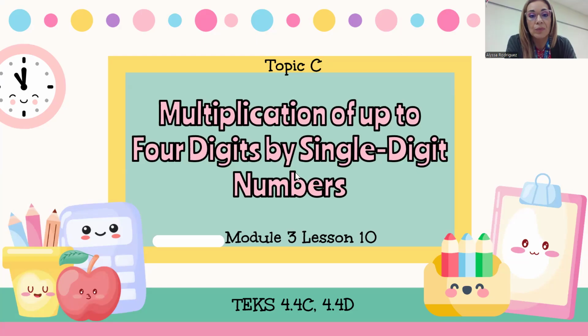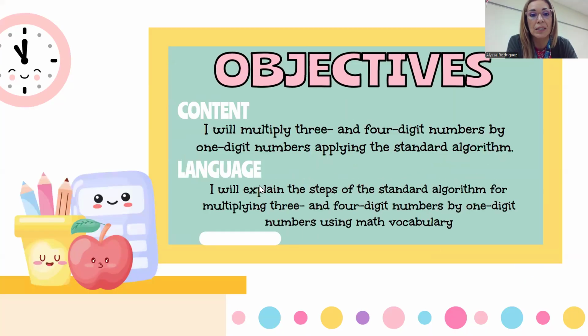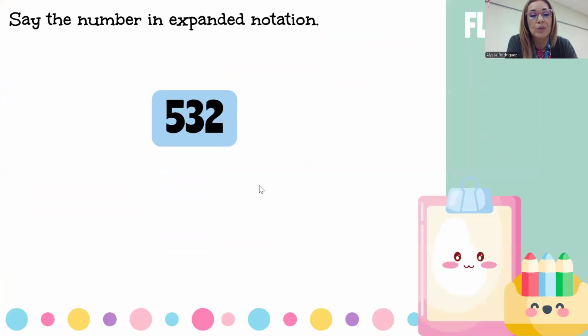All right, so we're moving on to multiplication up to 4 digits by single digit numbers. We have been doing that this week. We're going to move on to our fluency. Say the number in expanded notation. This one we're going to do together. So you're going to say the number in unit form.